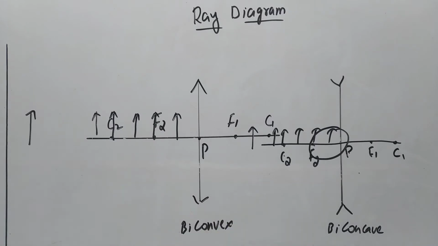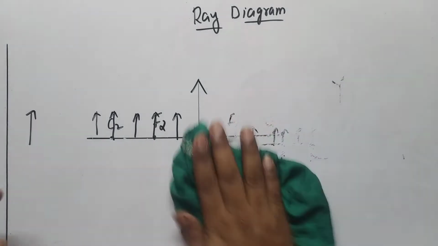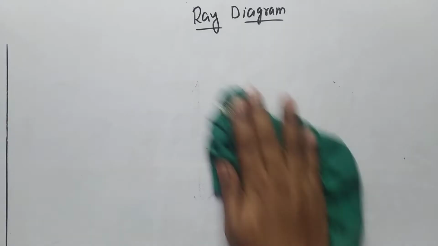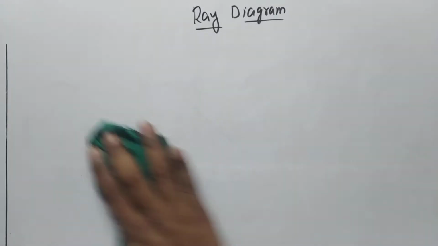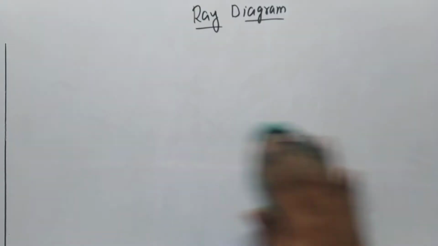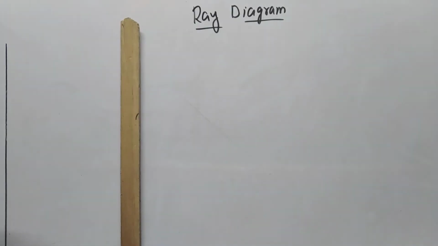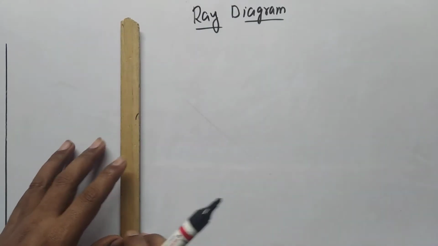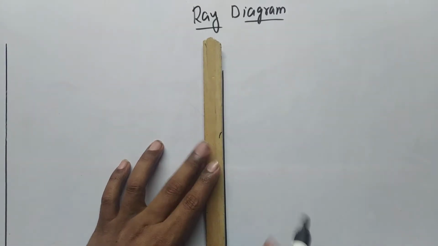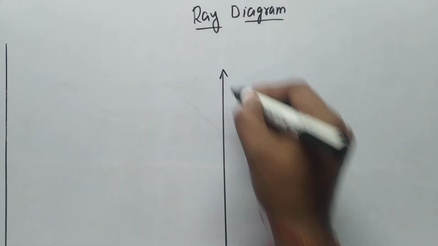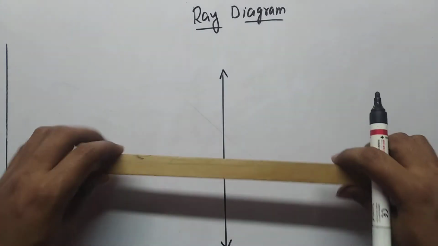Okay, so let me draw the ray diagrams. Yes, in the previous video I explained the situations, you can say the rules of the ray diagrams: how the rays get bent when a ray is passing through the convex lens. So I will show you. Let me take the first ray diagram. In the first ray diagram, we will be taking the object at infinity.